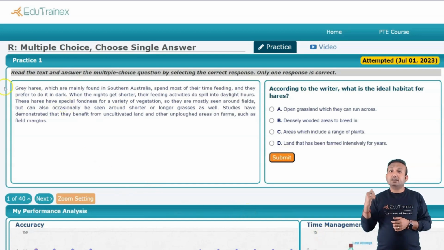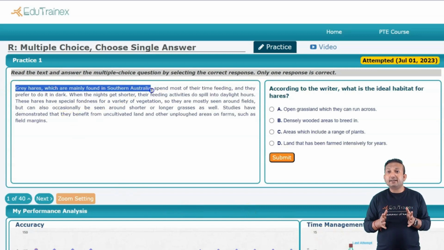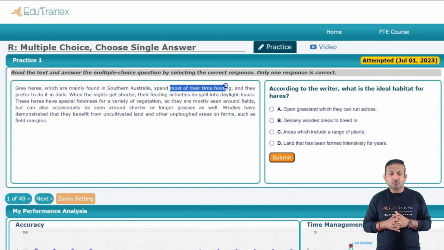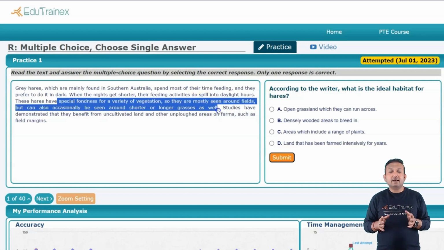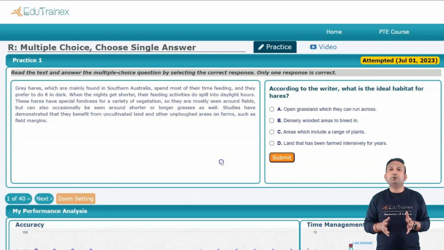Let's double check the given text. It starts with grey hares mainly found in southern Australia and how they spend their time in feeding. They have special fondness for vegetation, mostly across field, occasionally seen in grasses, and so on. All these things are describing where they live and how they spend time. And that's exactly the meaning of habitat given in the question. You see how I could interpret the meaning of the word habitat just by looking at the answer options and the given text. And now I'm going to solve the question.